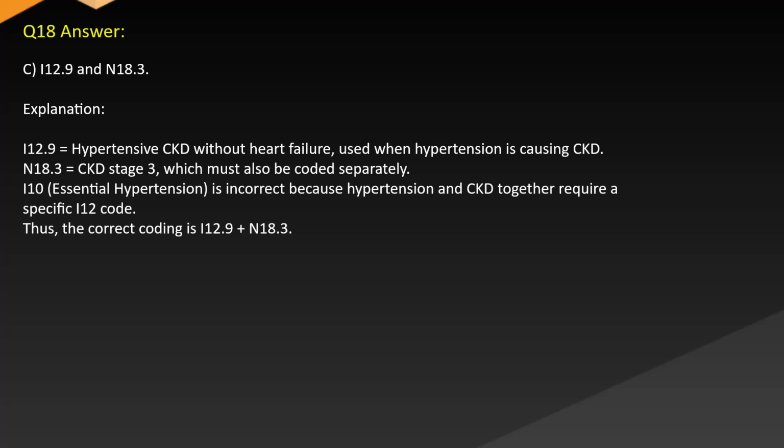Explanation: I12.9 is hypertensive CKD without heart failure, used when hypertension is causing CKD. Then the CKD stage, N18.3, must also be coded separately. Essential hypertension is incorrect because hypertension and CKD together require a specific code. Thus, the correct coding is I12.9 plus N18.3.